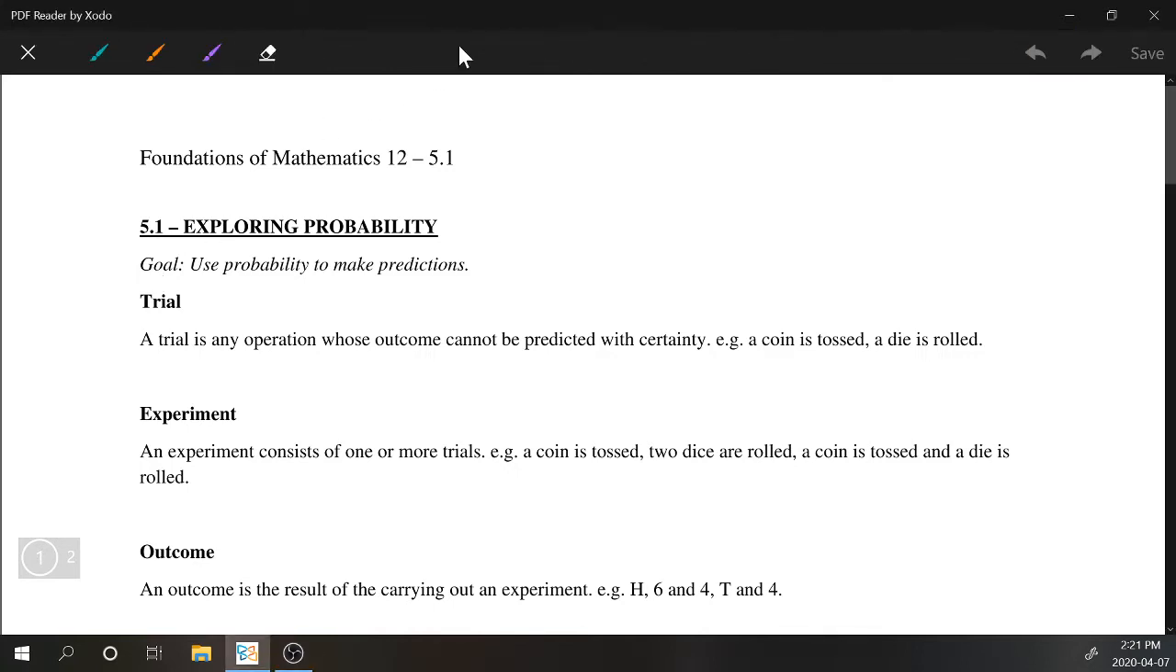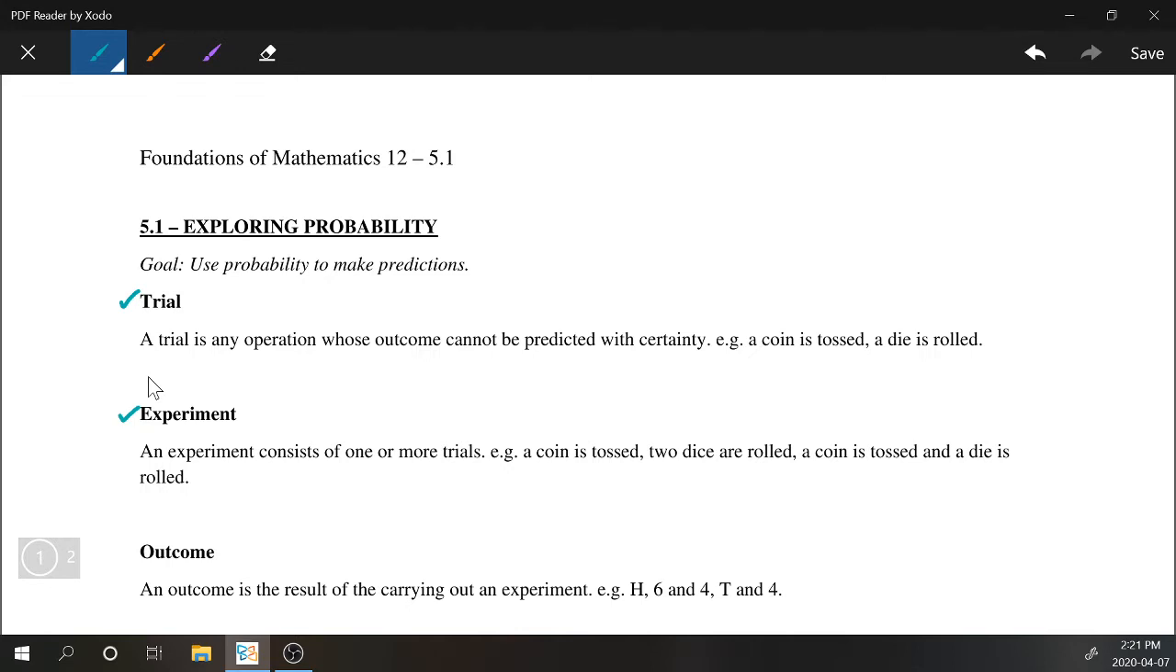Next up is experiment. And an experiment is just when you combine one or more trials together. So let's say you draw two cards in a row, or if you toss a coin and then you roll a die. So it makes it a little bit more complex. So a single operation is a trial, one or more is an experiment.